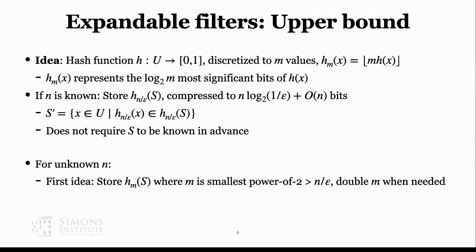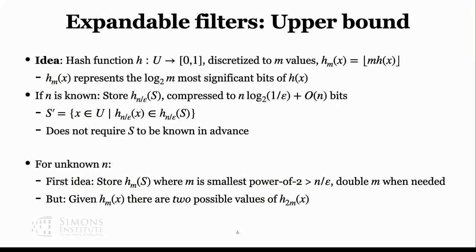So what can we do? Kind of the obvious first idea is, well, why don't we just increase the range of this hash function, right? So we start with some range, and then at some point the range is too small, and we double it. All right, so let's try m being the smallest power of 2 that is big enough. Okay.